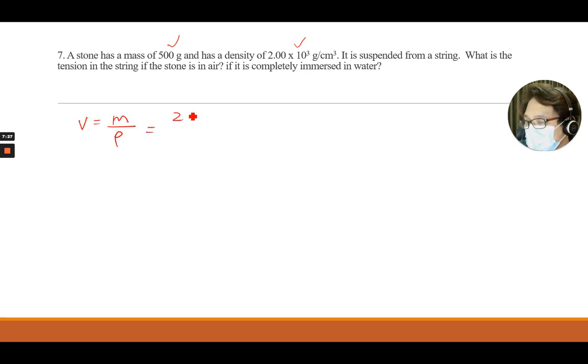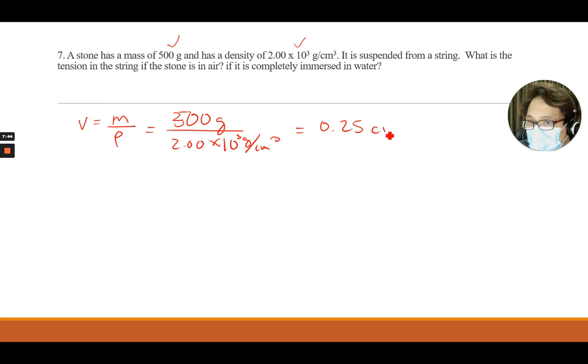Okay, the mass is 500 grams. 500 grams divided by 2.00 times 10 raised to the third gram per cm cube. Your answer will be in cm cube. No? So 0.25 cm cube. Okay, this is the volume of the stone, and this is also the volume of the water that was displaced.